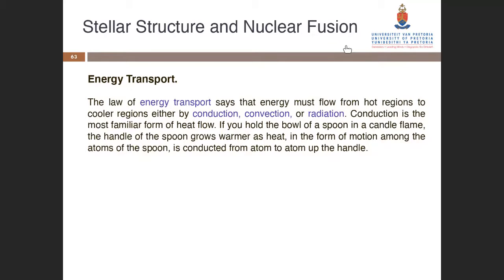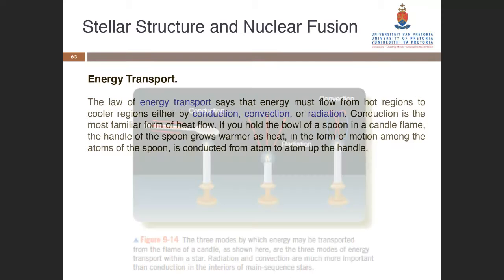The law of energy transport says that energy must flow from hot regions to cooler regions, either by conduction, convection, or radiation. Conduction is the most familiar form of heat flow. If you hold the bowl of a spoon in a candle flame, the handle of the spoon grows warmer as heat, a form of motion among the atoms in the spoon, is conducted from atom to atom up to the handle.